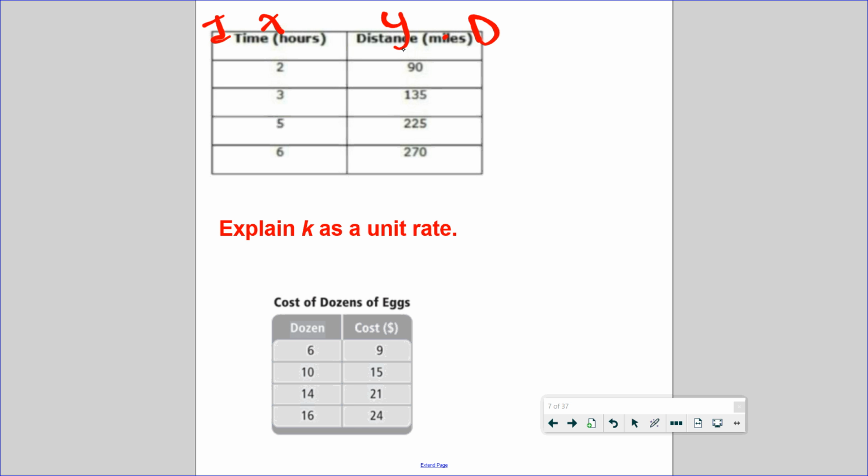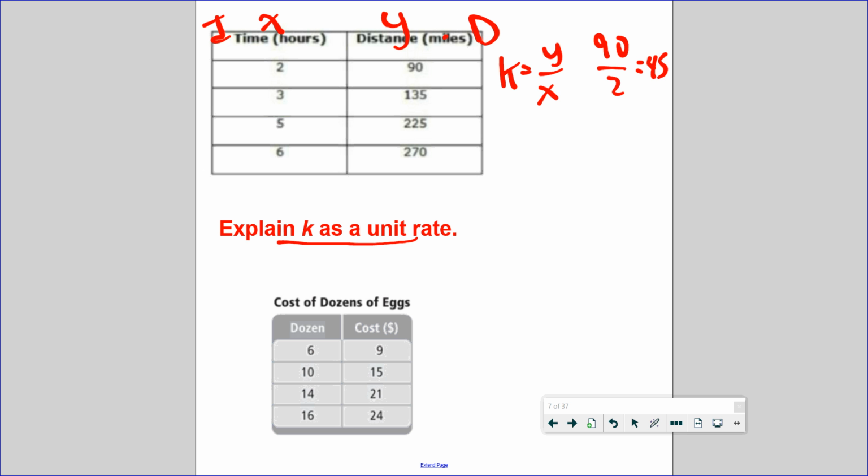So let's choose our first one. K equal Y divided by X. So the first row says Y is 90, and then X is 2. 90 divided by 2 is 45. But can you explain it as a unit rate? What does it mean, 45? I drive 45 miles per hour. I drive 45 miles each hour.